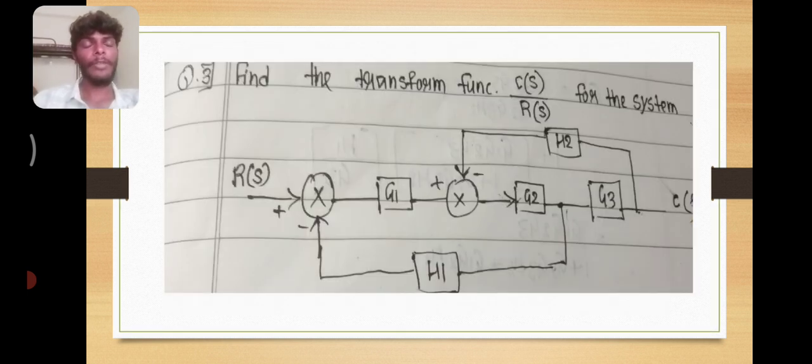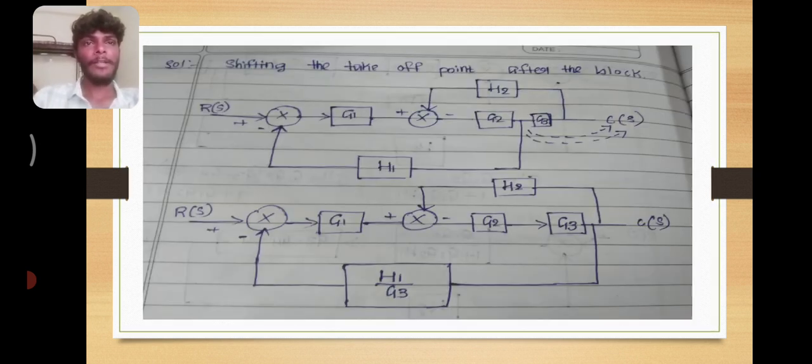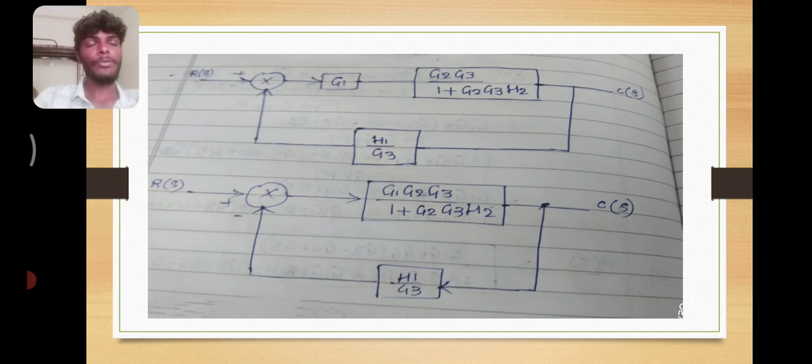Now let's solve one example. Find the transfer function C(s) by R(s) for the given block diagram. Shift the takeoff point after the blocks G2 and G3. G3 can be shifted from the right side of H2, and it becomes H2 by G3. G2 and G3 are connected in series, so they will be multiplied with each other.